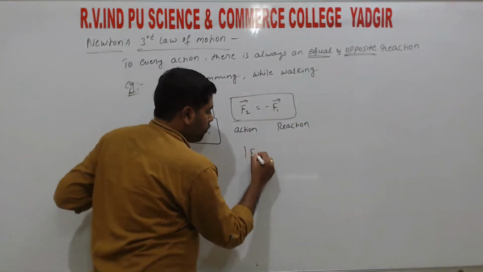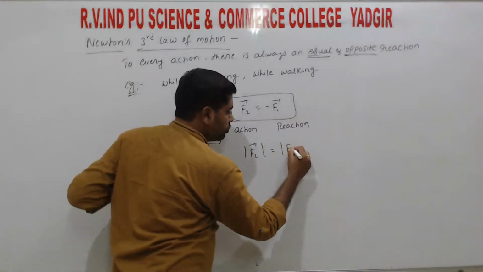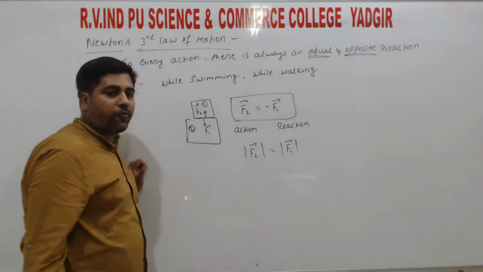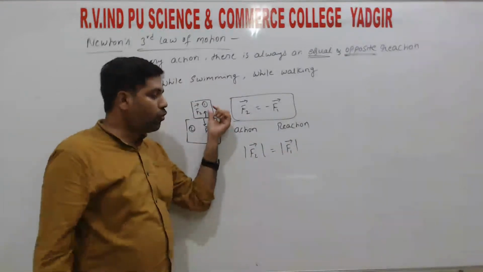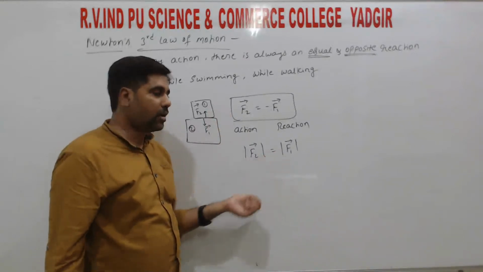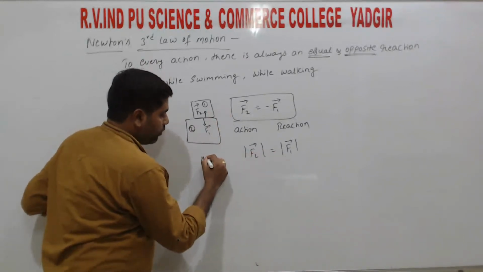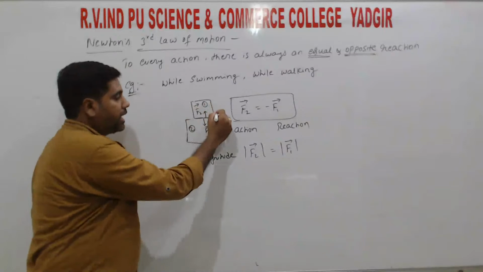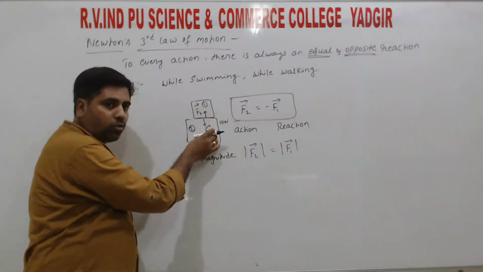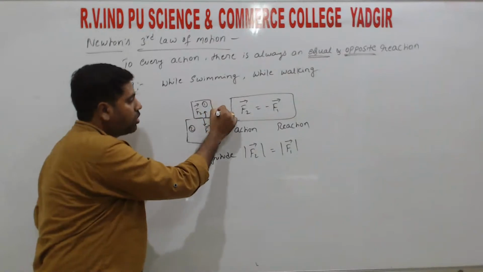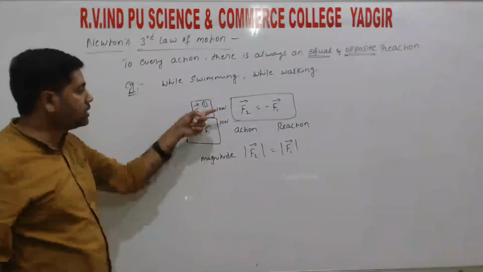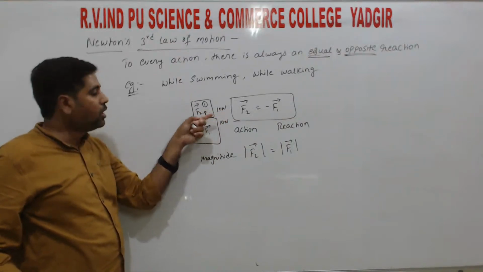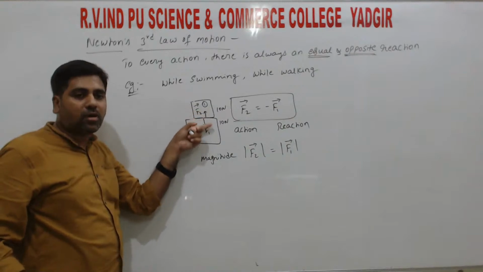So the magnitude of force is the same. The modulus of F2 is equal to the modulus of F1. That means the magnitude of these two forces always remains the same. If block 1 exerts 10 Newton onto block 2, then the same 10 Newton is acting onto block 1. So 10 Newton is the magnitude. The magnitude of these two forces remains the same, but the direction of the two forces is always opposite.